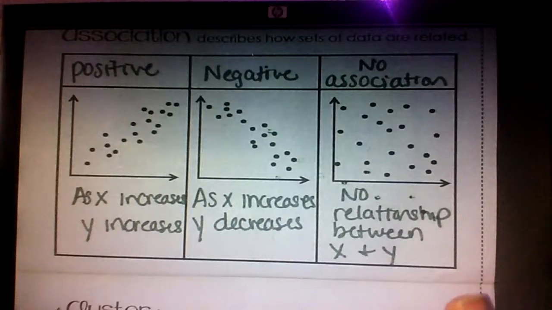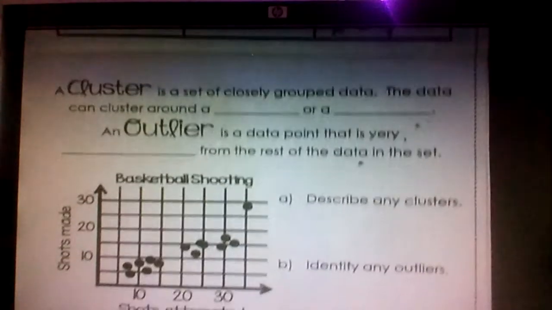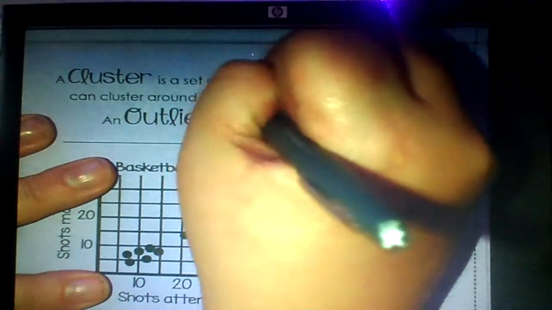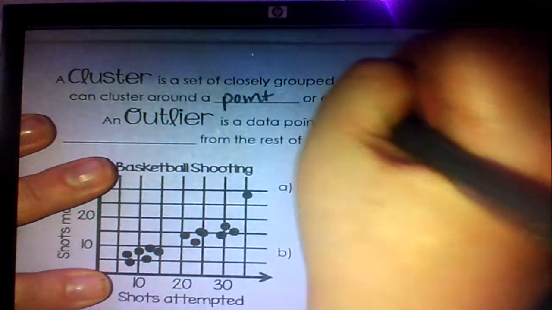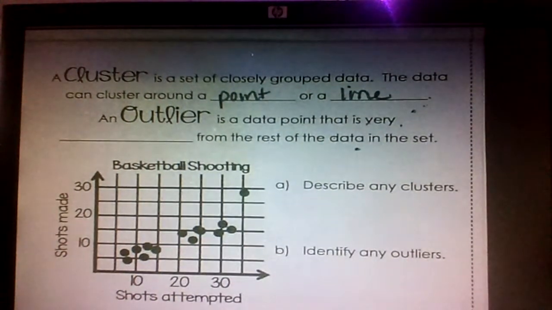The bottom part of this flap talks about some abnormalities that may show up in your scatter plot. Okay? Something that's not normal. So, a cluster is a set of closely grouped data. The data can cluster around a point or around a line.